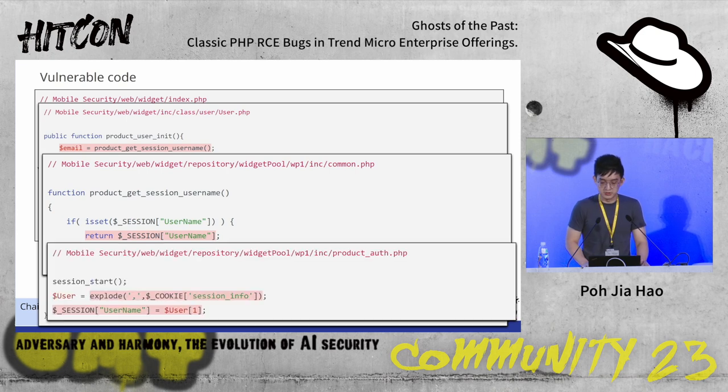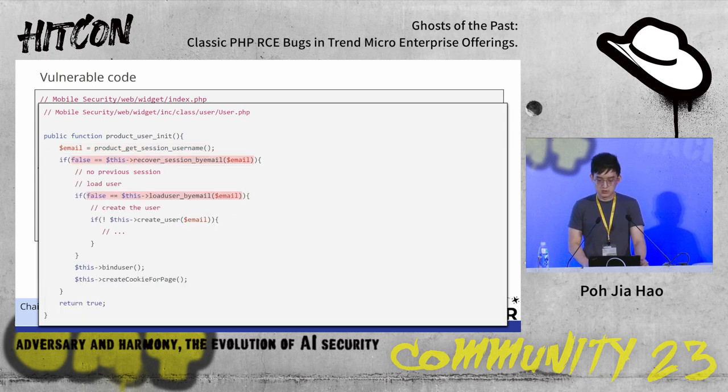And if we look deeper at where this value is set, we can see that it's actually controllable by us. We just have to set the request session info cookie with a comma delimiter. Now that we are in control of the email variable, let's continue tracing the product user init function.